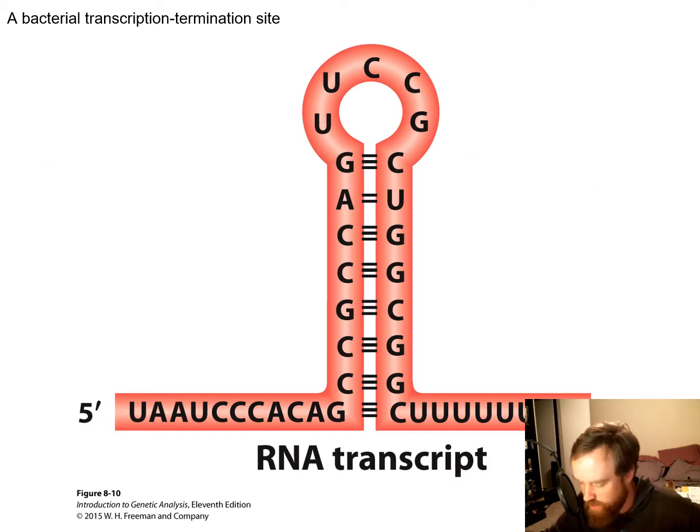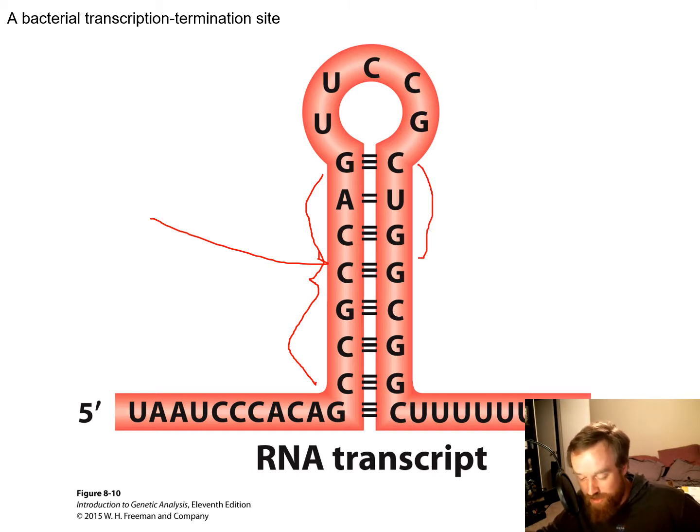Here's an example of the consensus sequence at the 3' UTR of an mRNA sequence. And so as you can see, there is this section of nucleotides that has another section of nucleotides that is completely complementary to it a little ways away.